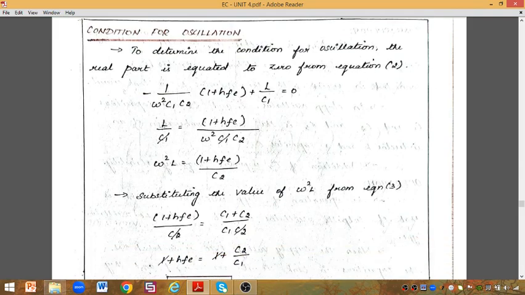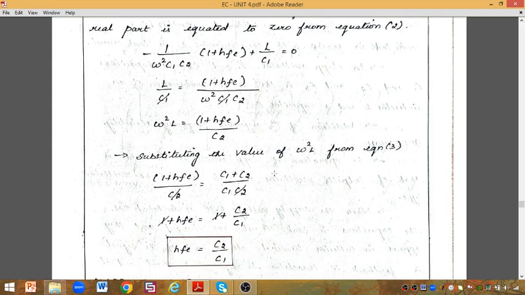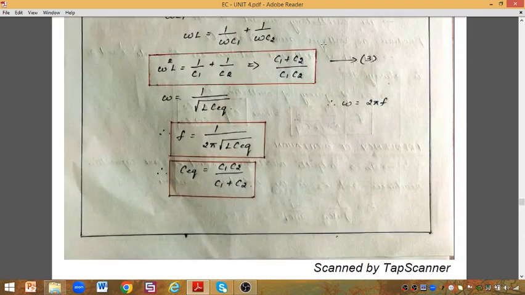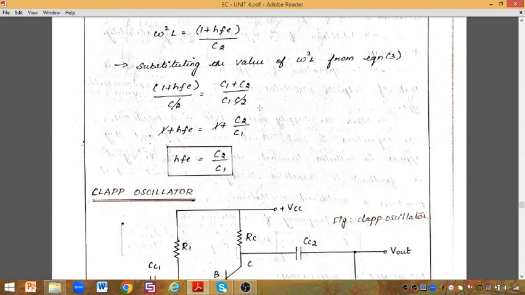Once you equate it, you bring this term to that side and it becomes positive. So L by C1 is given by 1 plus hfe by omega square C1 C2. The C1 terms get cancelled, and bringing omega square to that side, it becomes omega square L, which is given by 1 plus hfe by C2. Now we have to substitute omega square L from equation 3. Equation 3 represents omega square L, which is given by C1 plus C2 by C1 C2. So we substitute omega square L here.